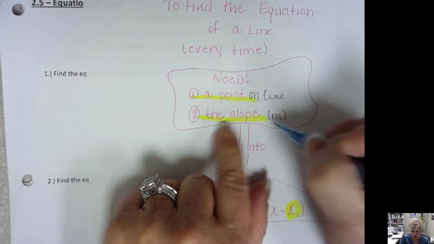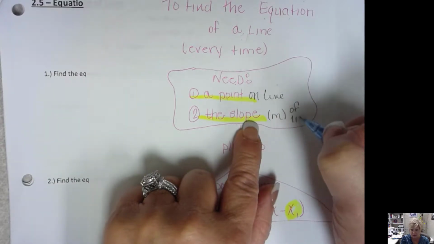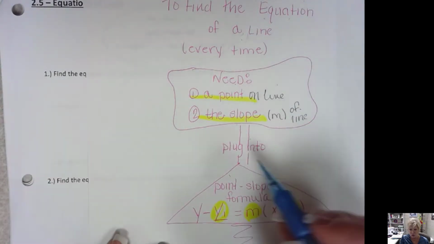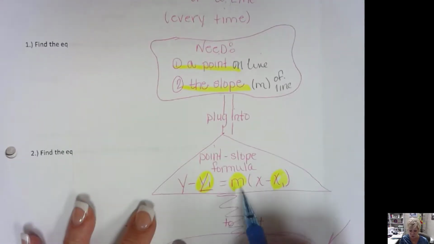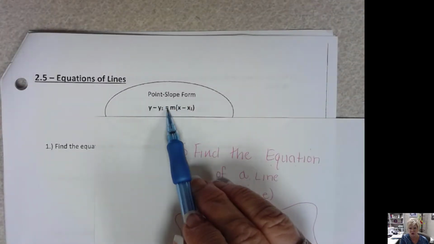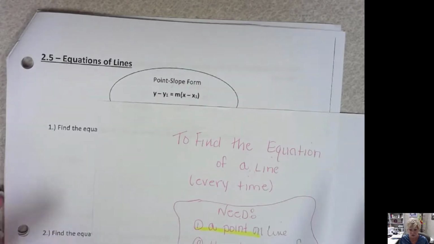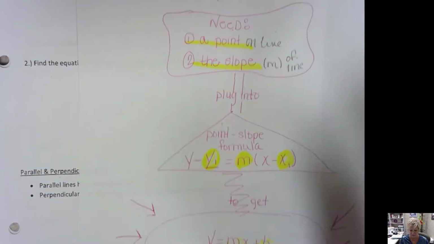You need the slope of the line. Once you have those two things, you plug those into point slope formula. This is it right here. It's on the top of your page, point slope form. You're going to use that every time when you find the equation of a line.